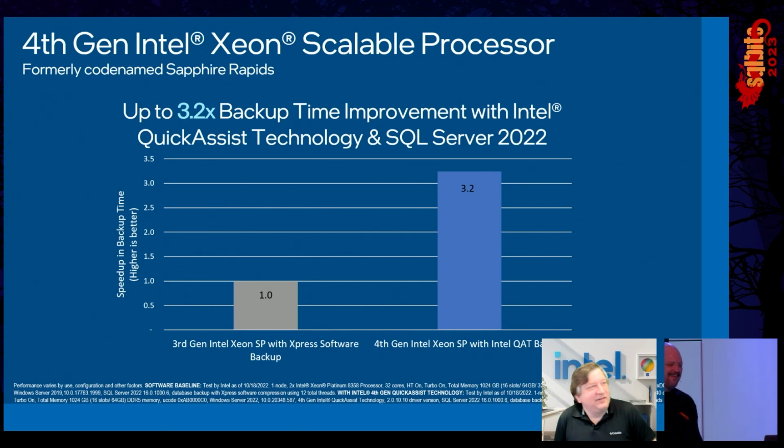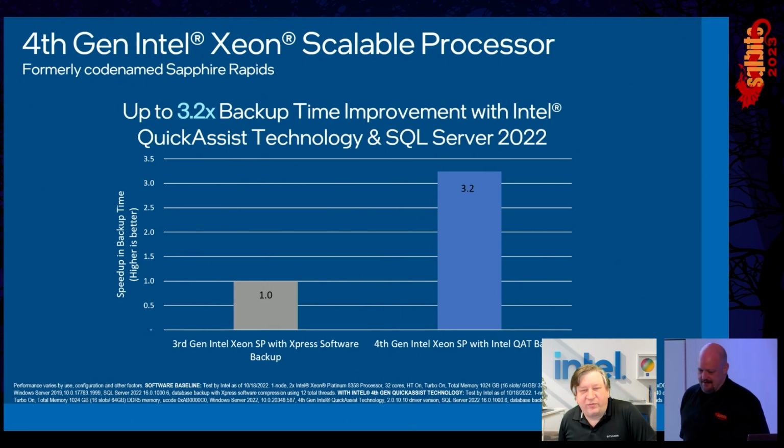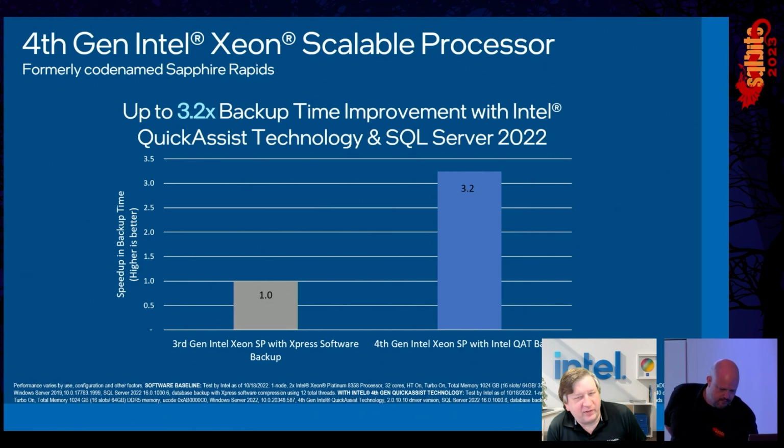So the next slide is the study with the fourth gen Intel Xeon scalable processor. With the fourth gen processor, there's a next gen version of Intel QuickAssist technology. It's now built into many of the processor options. And so since it's built in, the performance of QAT gets even better. So here again is a comparison between SQL Server backup run with default software compression on a third gen Xeon, and it's compared against a SQL Server backup run on a fourth gen Intel Xeon using Intel QAT acceleration. So in this case, we're seeing up to a 3.2 times backup time improvement.